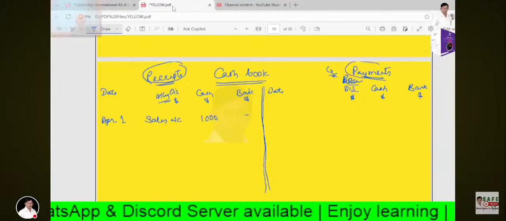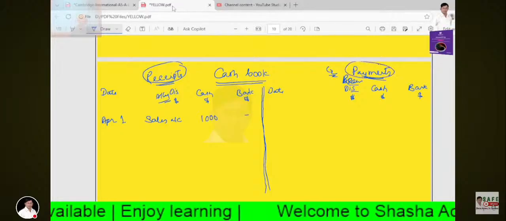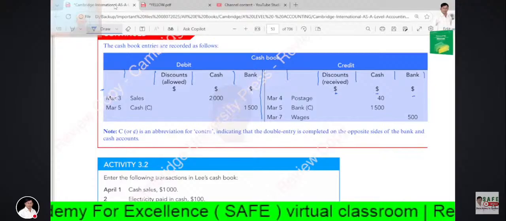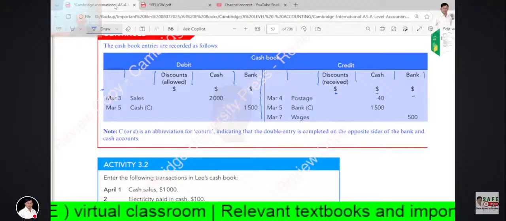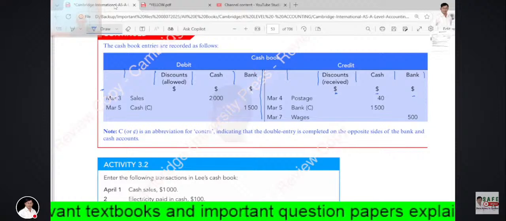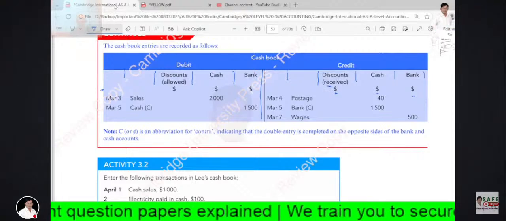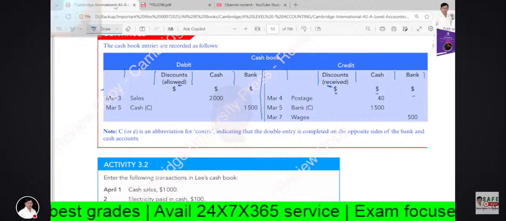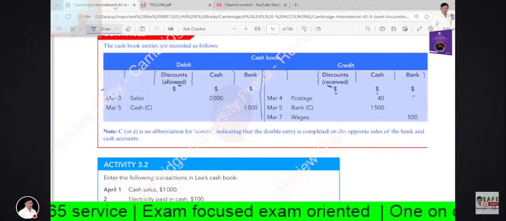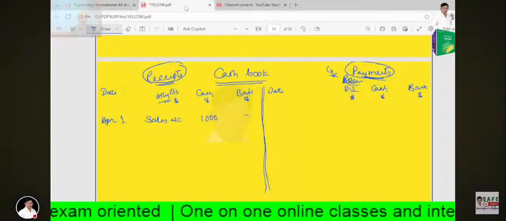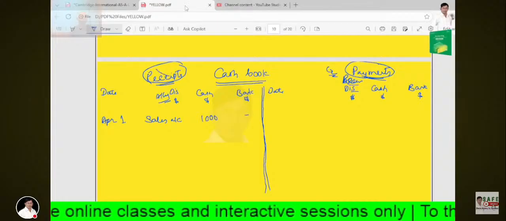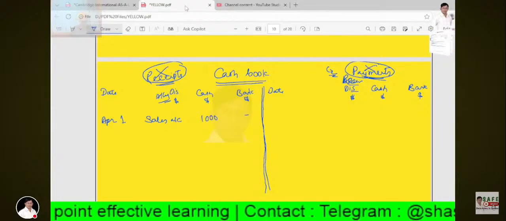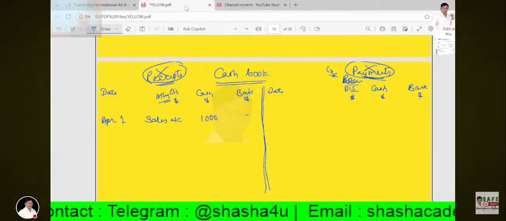So don't write it like this. Let us see how they are writing it. They are not writing whether it is receipt or paid. Here they have also written discount received and discount allowed, but not whether it is receipt. This is just so that you understand and it is easy for you. So don't write this; it is just for you to remember. Receive cash when we sell.